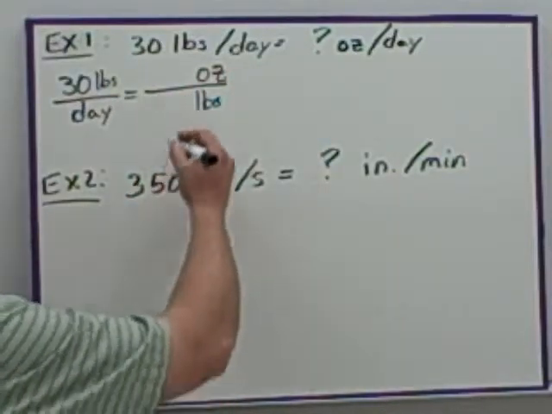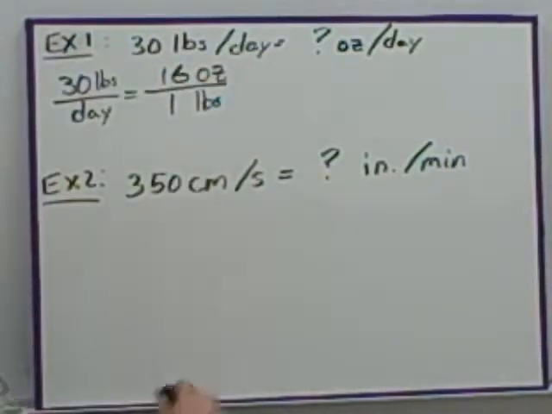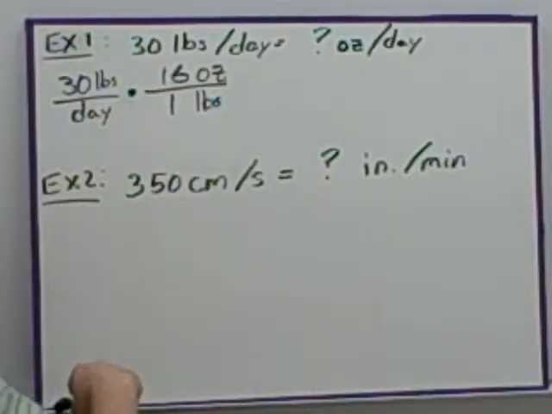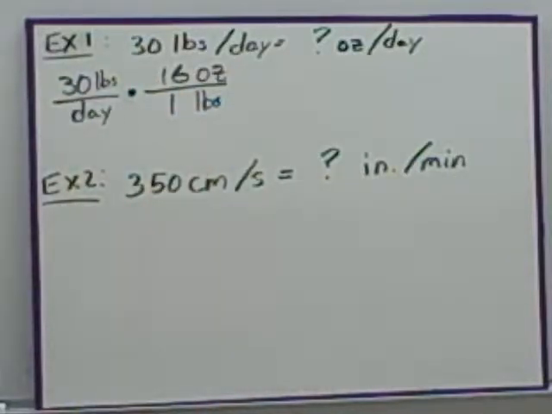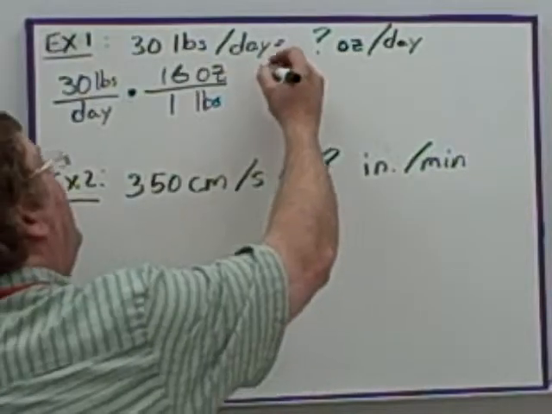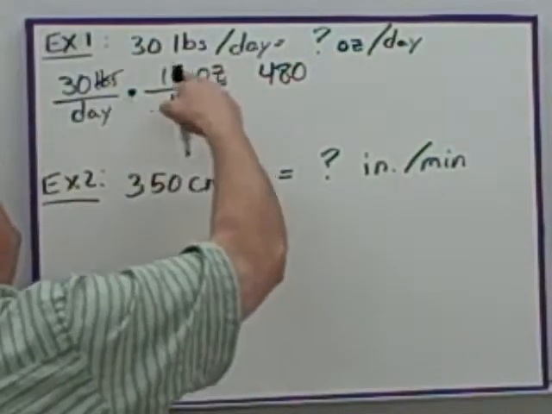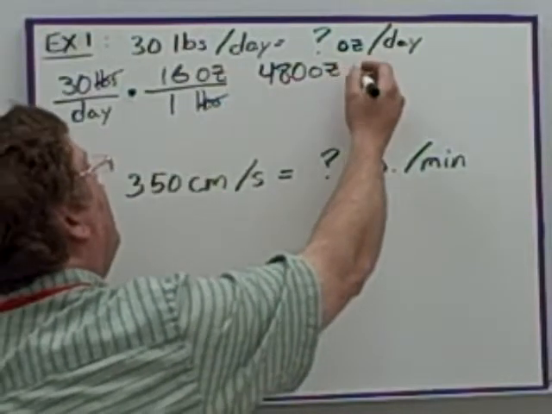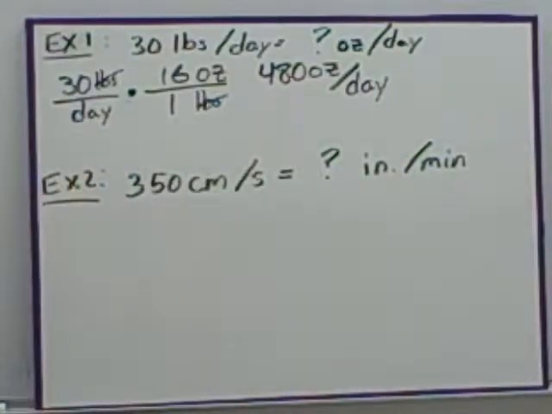On your FCAT reference sheet, you will find that 1 pound is 16 ounces. So we're not saying equals, we're going to be multiplying that fraction. Top times top, 30 times 16. 30 times 16 is going to give you 480. The pounds will cancel. You'll be left with 480 ounces. The days stay there on the bottom, so it's ounces per day. 480 ounces per day.